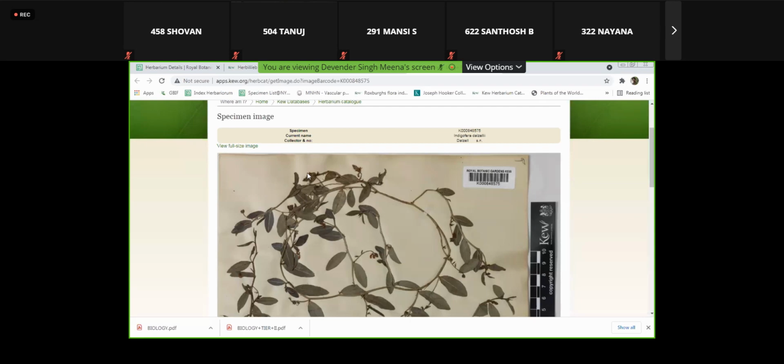Okay, from Maharashtra. Even today, this plant's growth and presence is restricted only to the Western Ghats of Maharashtra, Goa, and Karnataka. And this plant is endemic to India. You cannot find this specimen anywhere else in the world except the Western Ghats.